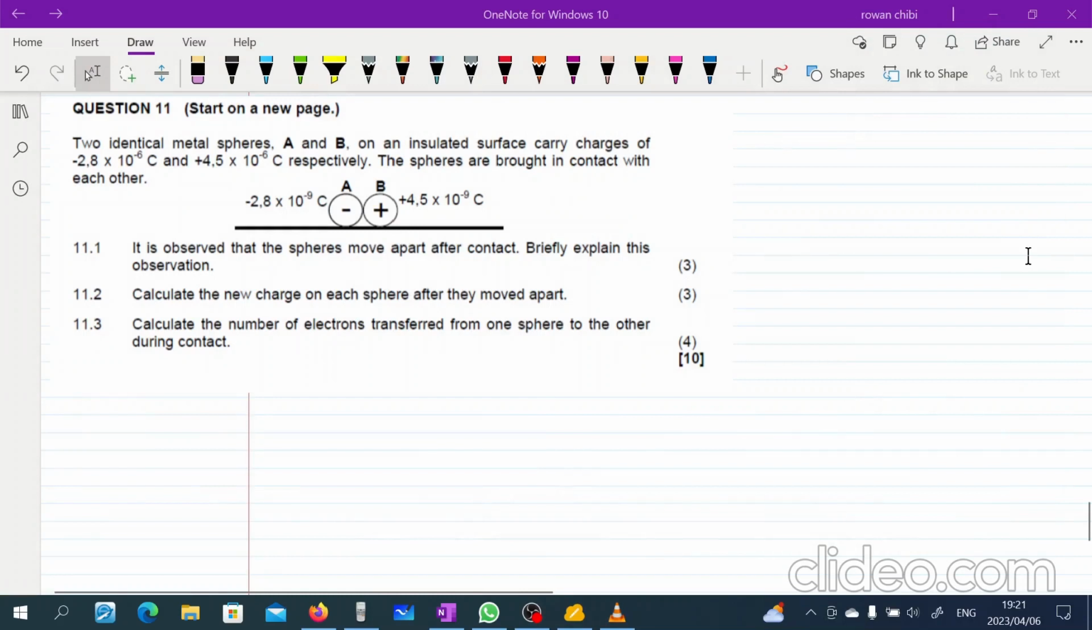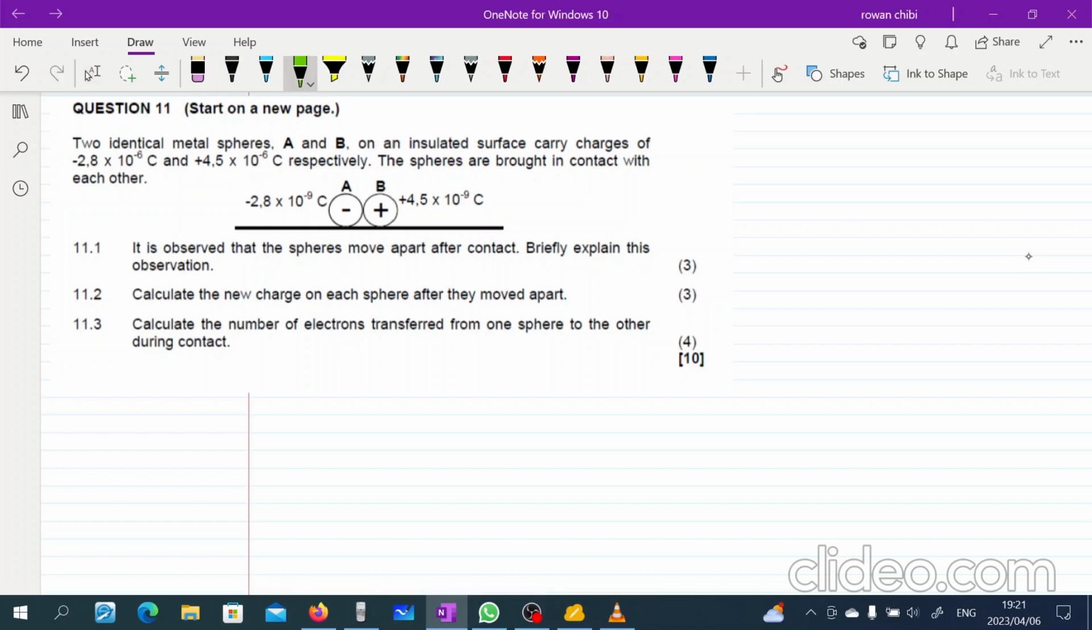Good day, grade 10s. This is now part 2 on our electrostatics exam revision. So we're gonna do now question 11, 10 marks. Similar questions to the previous video that we did. So here, let's read the statement.